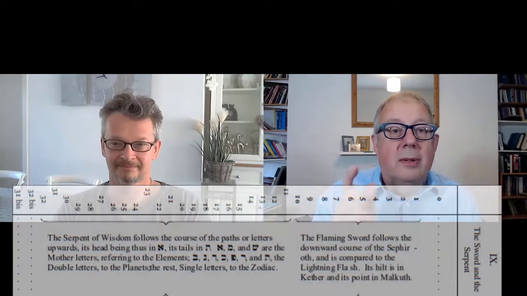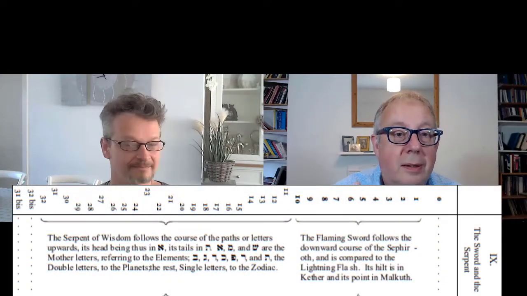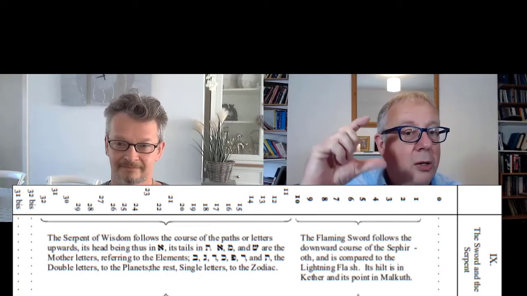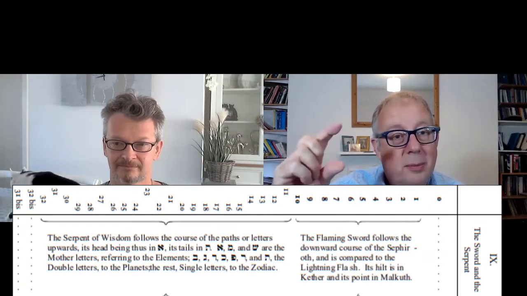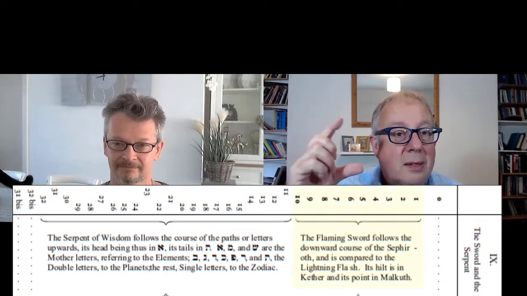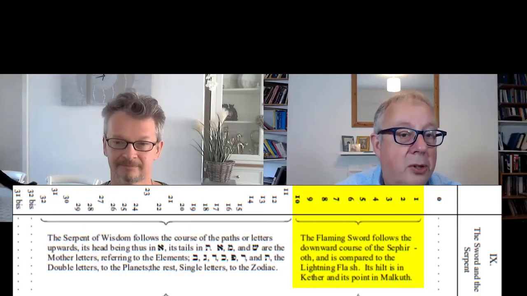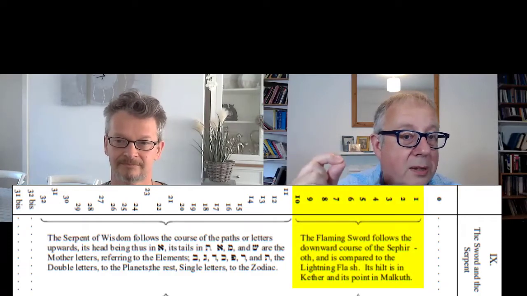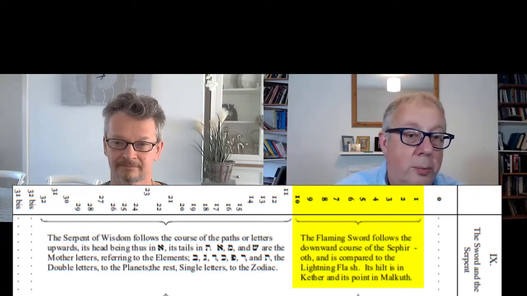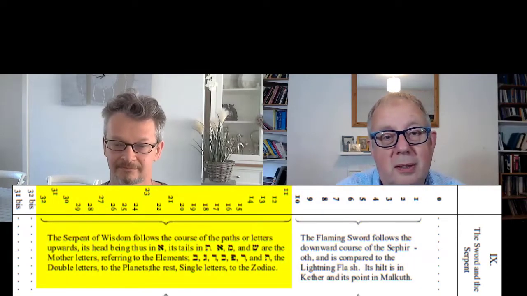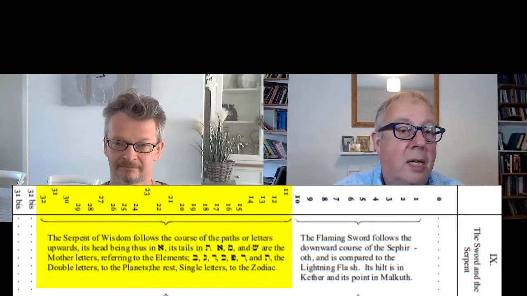In last week's video, we talked about the sword and the serpent, one small column in Liber 777. There are no attributions on the paths of column 9, but the text in there shows that there are two separate systems. On the one, there's the Sephiroth from 1 to 10, and then the 22 paths. 1 to 10 is the sword, 22 paths is the serpent. And we talked about Dion Fortune.